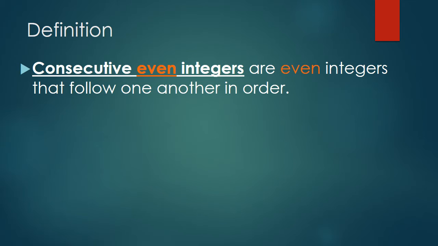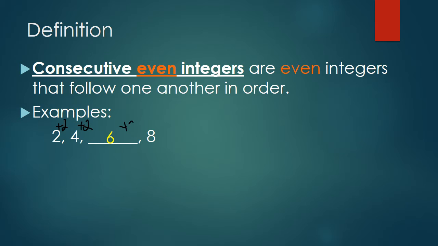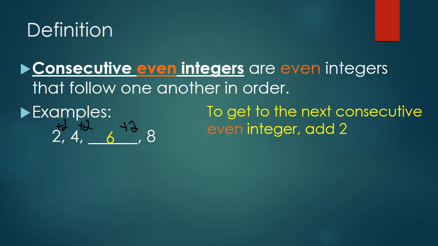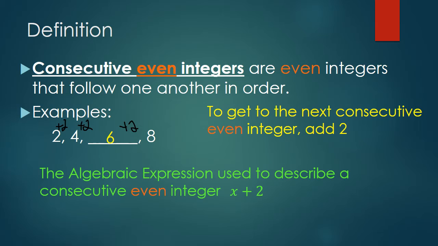Now, consecutive even integers are even integers that follow one another in order. So let's take a look at this example where we have 2, 4, blank, 8. We know that 6 goes into the blank, and to get from one even number to the next even number, we had to add 2 again. So 2 plus 2 is 4, 4 plus 2 is 6, and 6 plus 2 is 8. So again, we had to add 2 every time we need to get to the next consecutive even integer. As a general rule, I'm going to express a consecutive even integer with x plus 2.